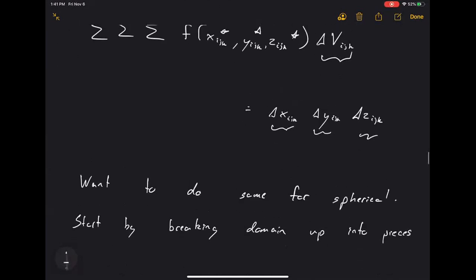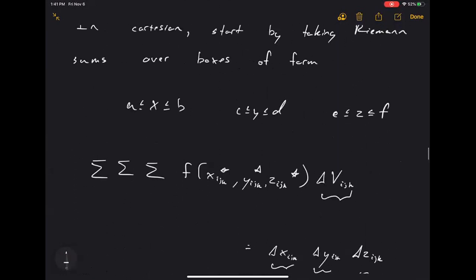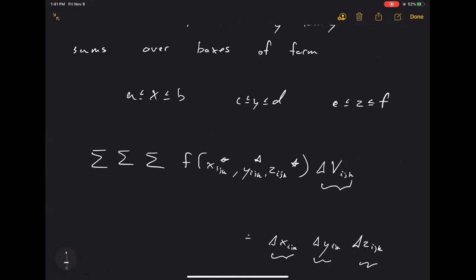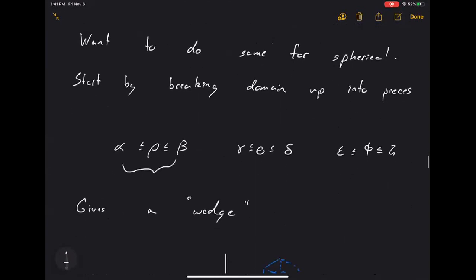Okay, so let's think about the version of this in spherical coordinates. Instead of having x greater than or equal to a, less than or equal to b, etc., we're going to have similar conditions for our spherical coordinates, but it's going to give us a different shape, right? So my rho is greater than or equal to alpha, less than or equal to beta. My theta is greater than or equal to gamma, less than or equal to delta. And my phi is greater than or equal to epsilon, but less than or equal to zeta.